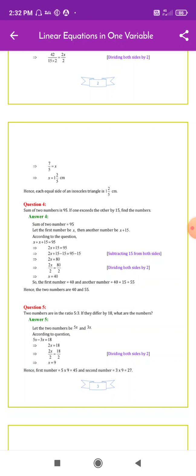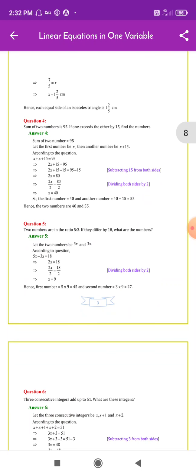The first number will be 40, then the second number that is given, x plus 15, that is 40 plus 15, so we'll get the answer 55. The second number which is given is 55. The first number and second number are 40 and 55. Have you understood, son? Question number 5 is easy, you can do it on your own.